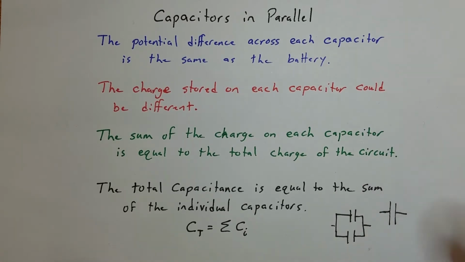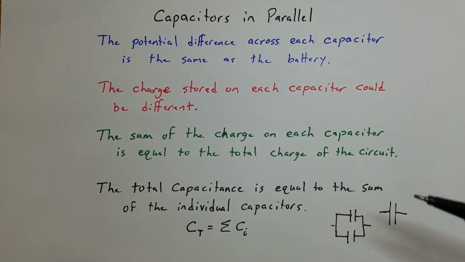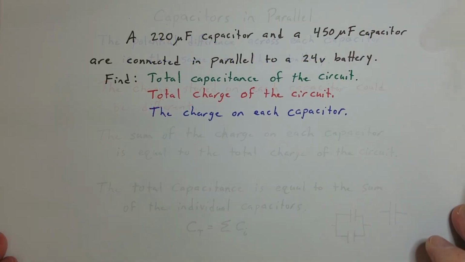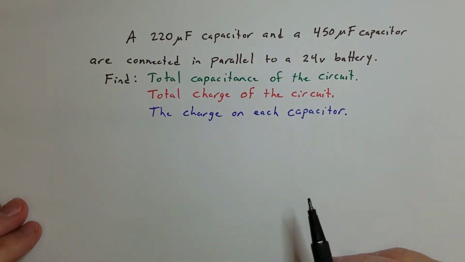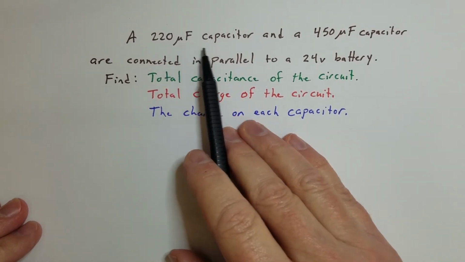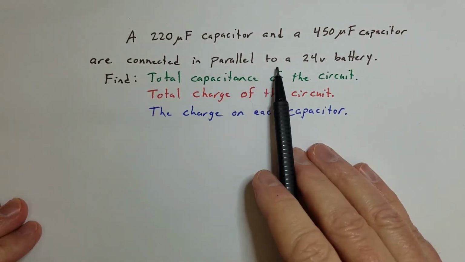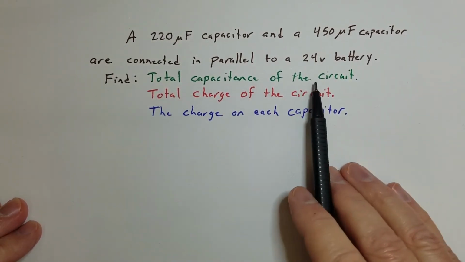So let's do some calculations with these and actually determine the total capacitance, the voltage drop across each capacitor, and the charge on each one. All right, let's start off with this one. So we've got a 220 microfarad capacitor and a 450 microfarad capacitor connected in parallel to a 24-volt battery, and we want to find these three things.